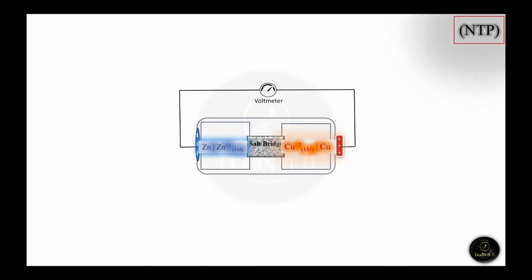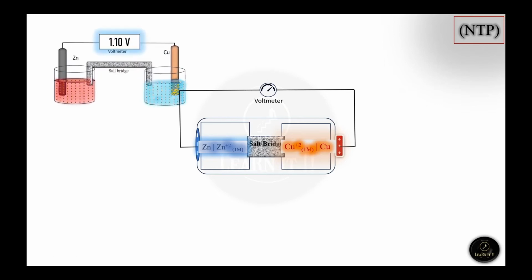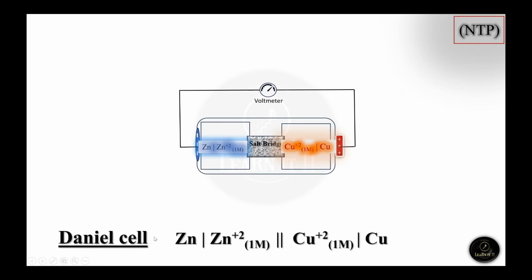Consider a cell made up of zinc and copper electrodes at NTP, and the concentration of the electrolytes is 1 molar. This cell is called the Daniell cell. The Daniell cell is a galvanic cell having zinc and copper electrodes. The concentration may be 1 molar or other than 1 molar. When the Daniell cell starts to operate, that is, if we connect a bulb to the Daniell cell, the bulb starts to glow. Initially the voltmeter reading, or the EMF, is 1.1 volt.